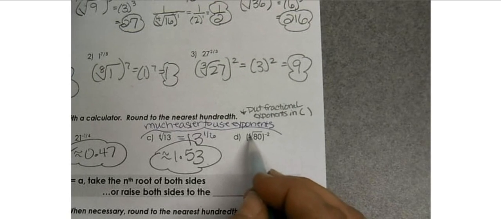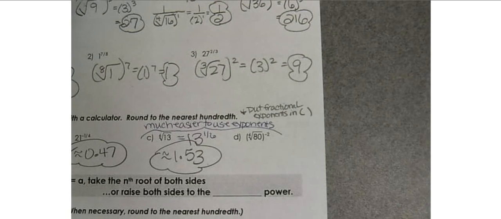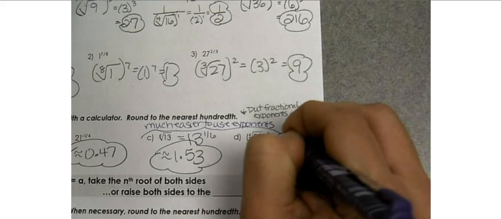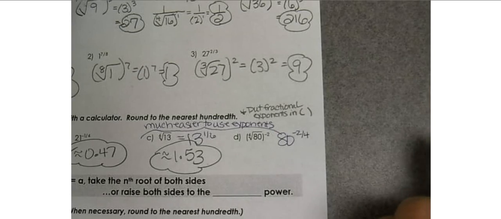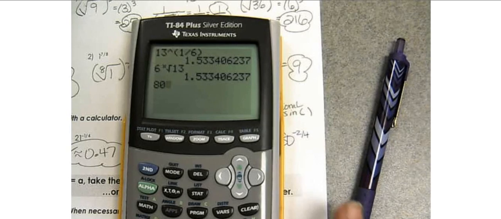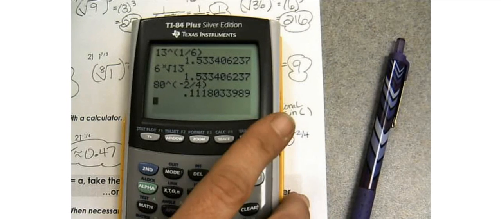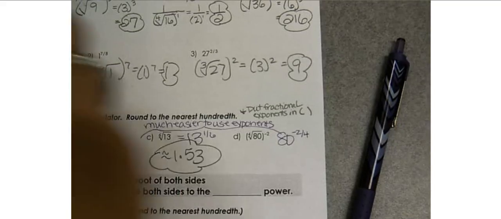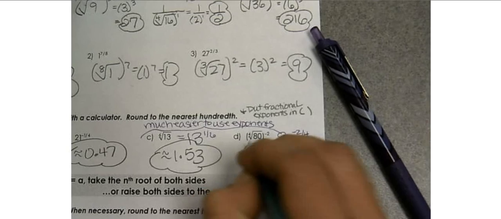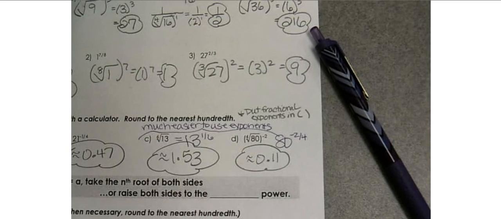So I would do the same thing in letter D. Instead of taking the 4th root of 80 to the negative 2, I would rewrite that as 80 to the negative 2/4, which I guess would be the same as negative 1/2, right? So regardless, we could just put it in the calculator. We could put 80 to the negative 2/4, and that gives us about 0.11. So that's my suggestion. I know you can do it in the calculator another way, but I really think it's easier to use those exponents.